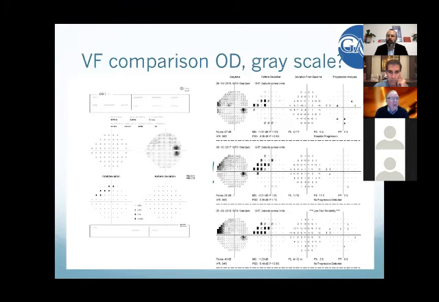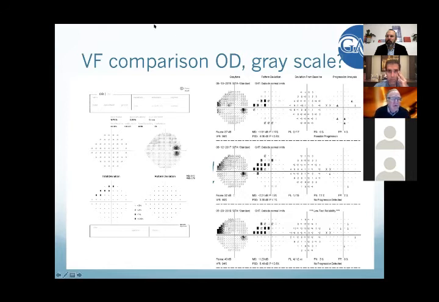That's probably pretty good. Now, if you look at the grayscale, it's not overly impressive. But if you look at the total deviation and the black boxes, you can see a correlation. And we're learning how well these things correlate. Do they correlate better in mild glaucoma? Is it better in moderate? What about advanced? We're still learning these things.